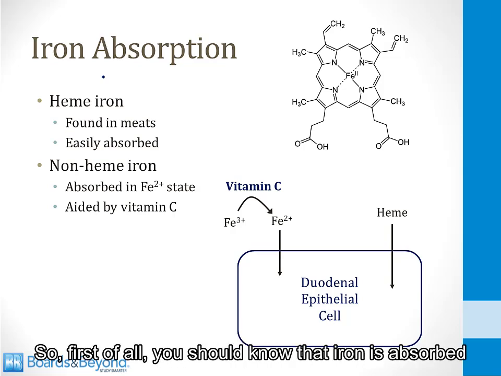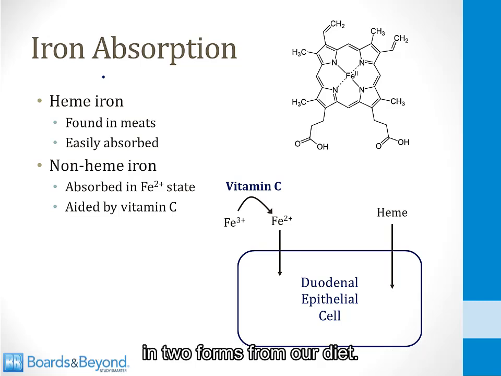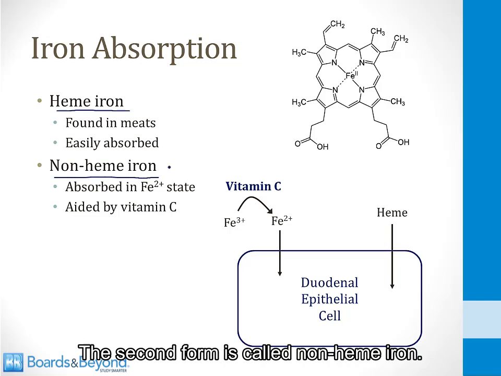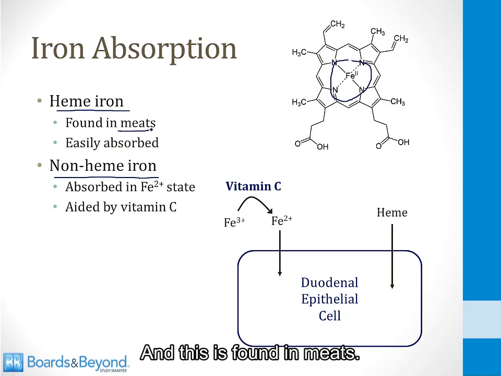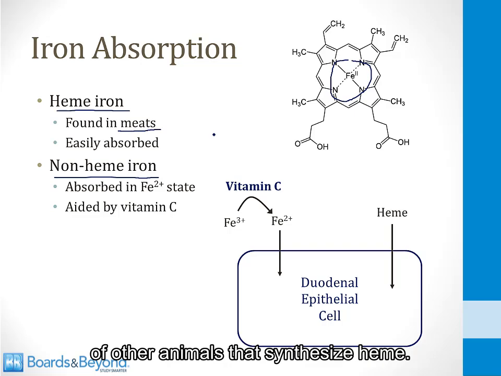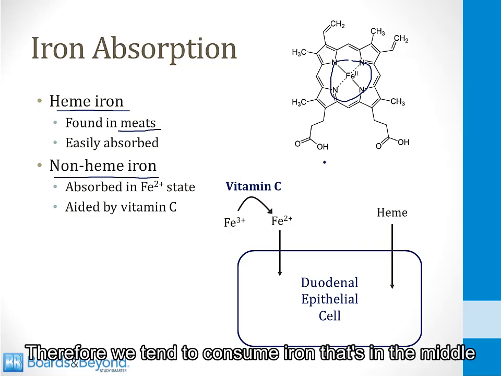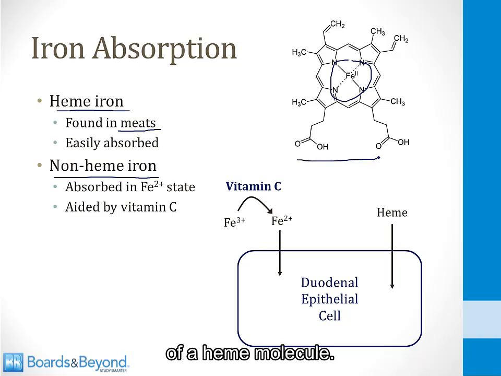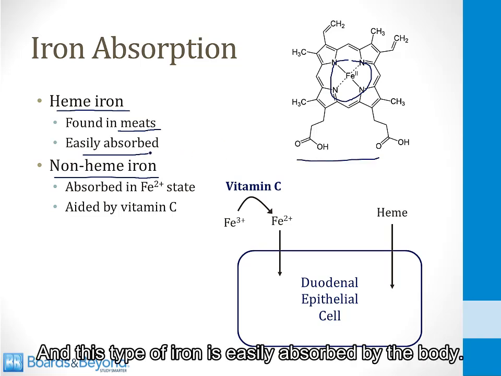So first of all, you should know that iron is absorbed in two forms from our diet. The first form is called heme iron, the second form is called non-heme iron. So heme iron is iron that's in the center of a heme molecule, and this is found in meats. When we eat meat products, we are eating the flesh of other animals that synthesize heme. Therefore, we tend to consume iron that's in the middle of a heme molecule, and this type of iron is easily absorbed by the body.